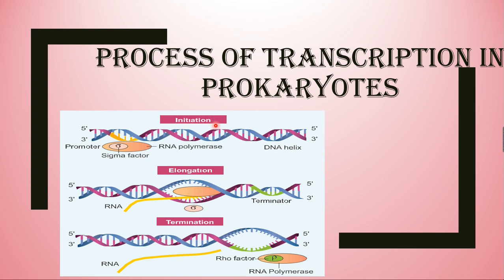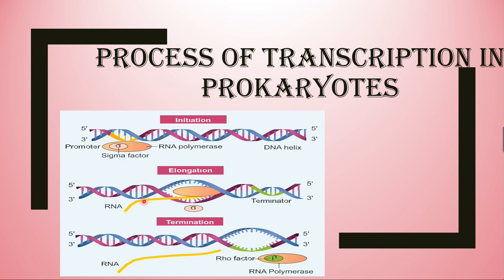Initiation means, as I already said, the promoter site is identified by RNA polymerase, which consists of the core enzyme and sigma factor. That is called initiation. Elongation is the second step, where the RNA polymerase moves ahead, separates the two strands, unwinds them and forms a transcription bubble. The RNA polymerase remains inside, and the sigma factor is left outside.